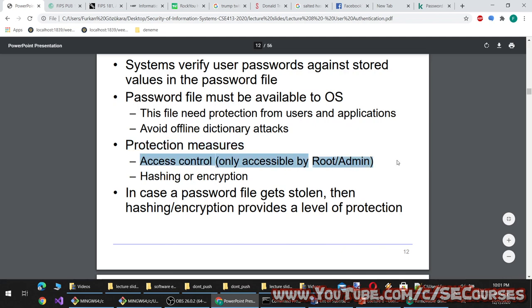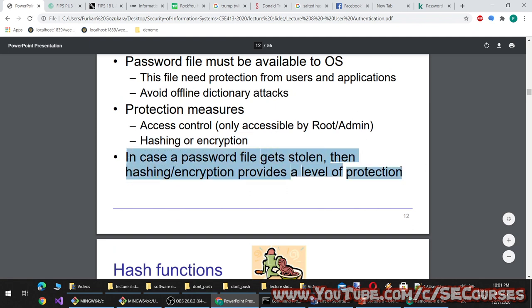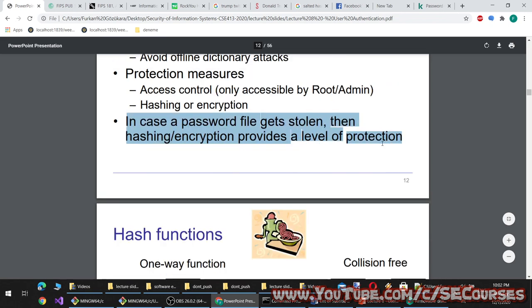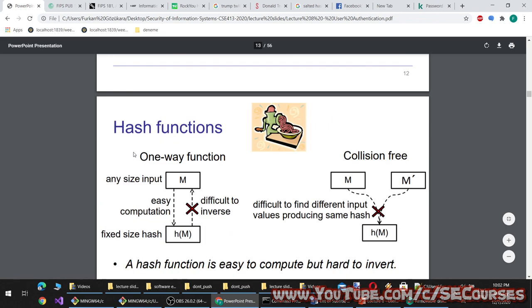Protection measures. Access control: only accessible by root or admin. Hashing or encryption. In case a password file gets stolen, hashing or encryption provides a level of protection. You should use salted hashes to have the maximum available protection.